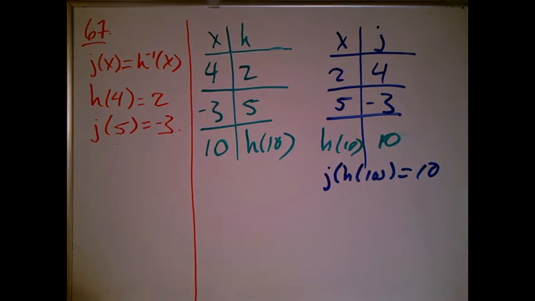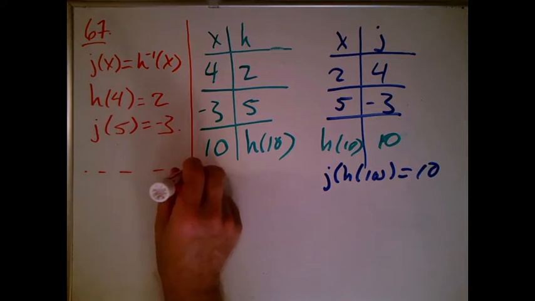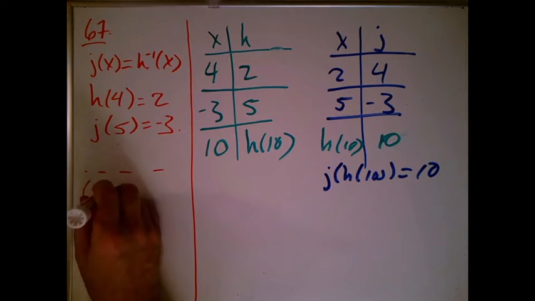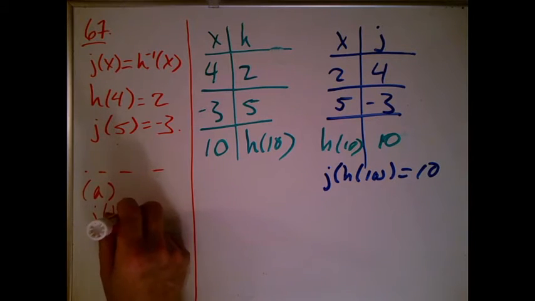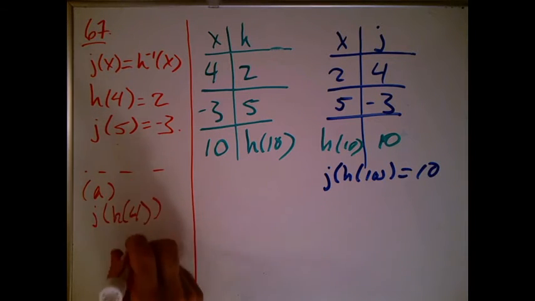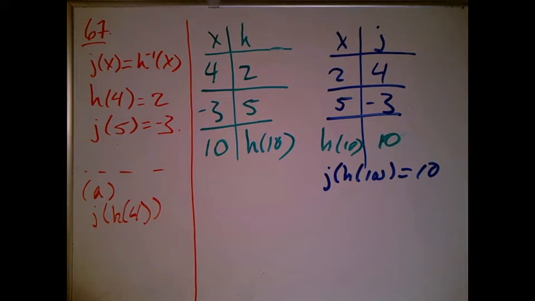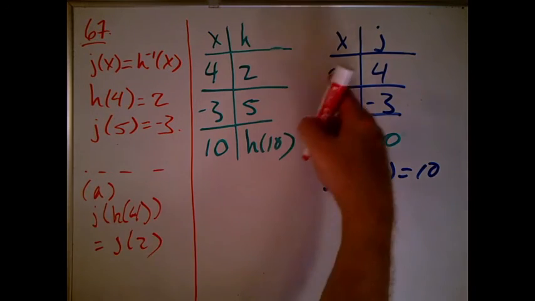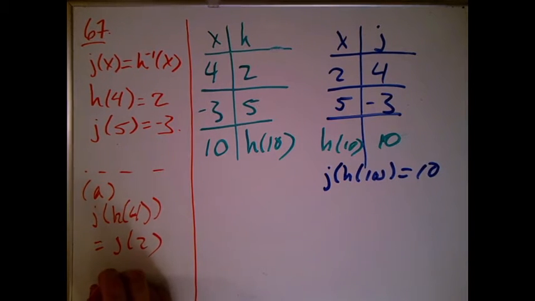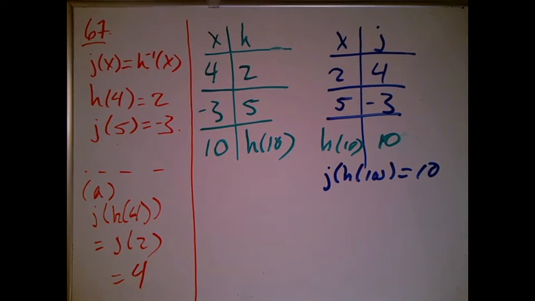The first thing they asked, I think, was j of h of 4. So the first thing they asked in part A was j of h of 4. Now this one we actually don't have to think too hard, because h of 4 is 2, so this is just the same thing as j of 2. And I can see from my blue table over here, j of 2 is just 4. So for part A, we get j of h of 4 is 4.